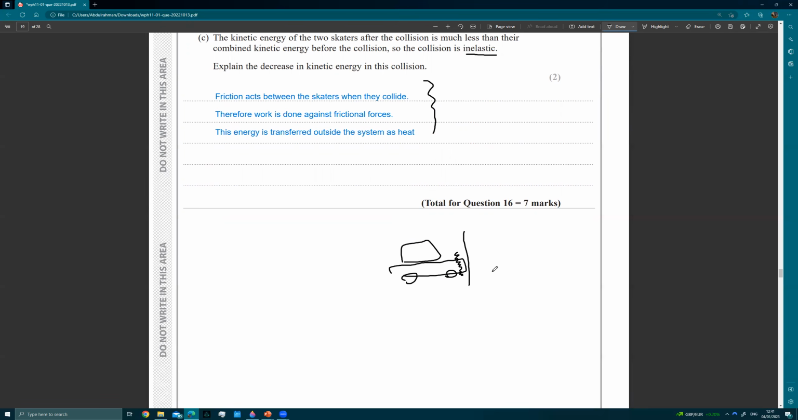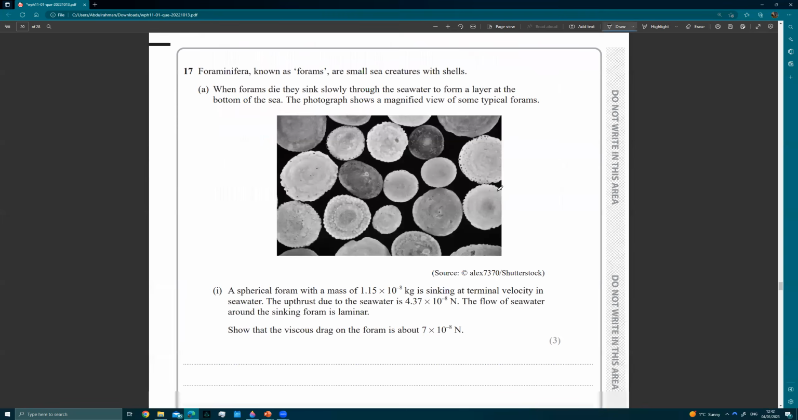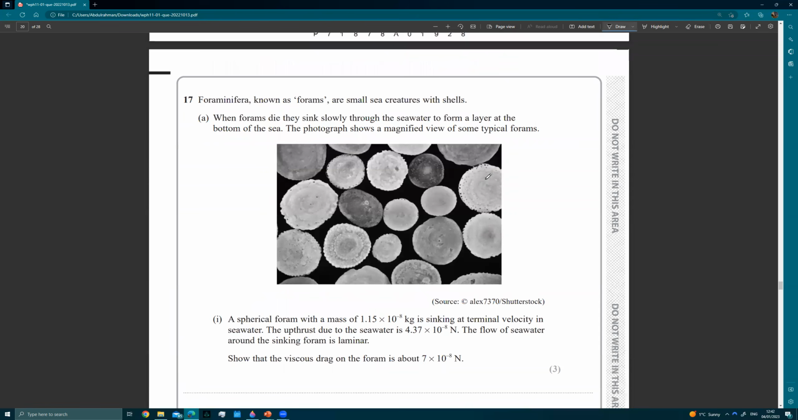So energy is now transferred to permanently deform the material, or plastically deform the material. This is plastic deformation. So energy is used to change the shape. So now you've lost some of that energy after the collision. So it's for that reason it's inelastic. So just keep that in mind in case that sort of question comes up. All right.